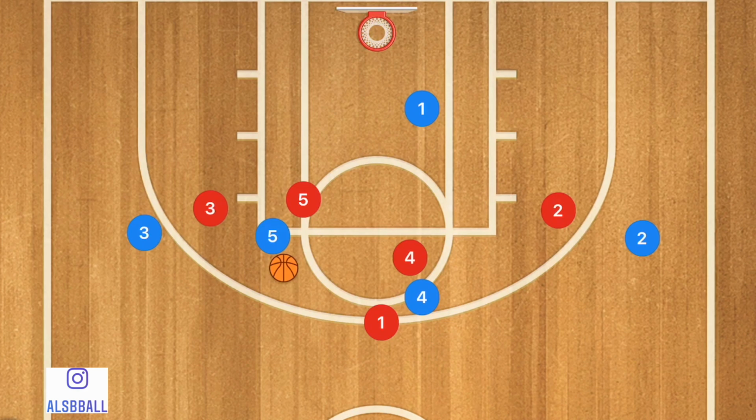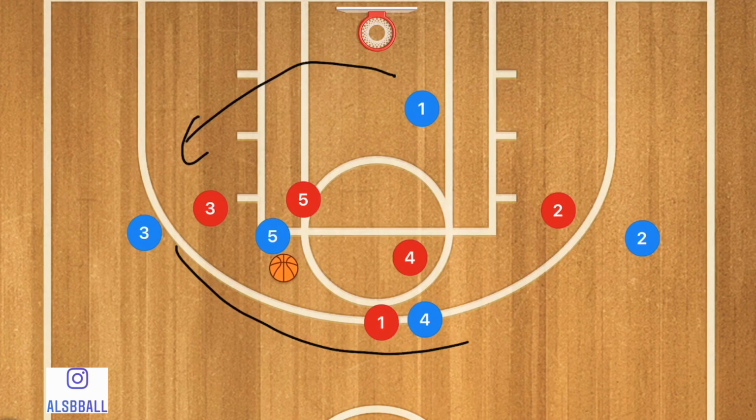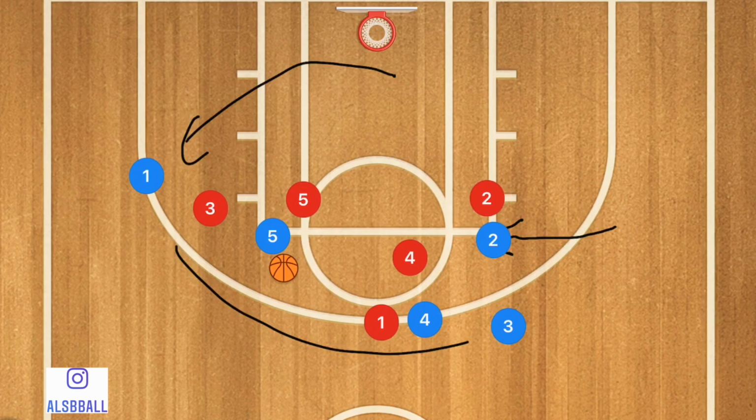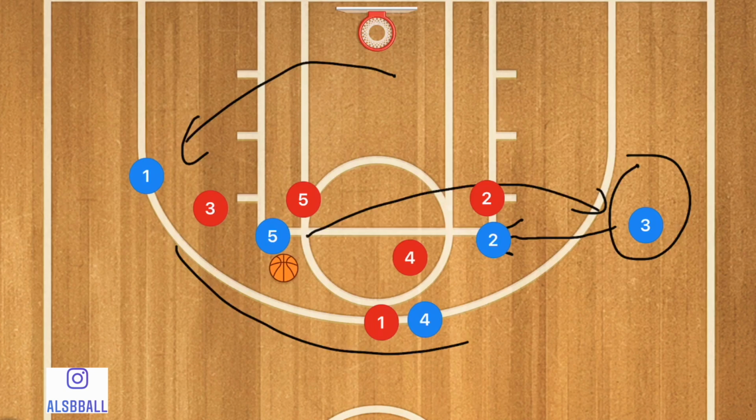Now, if he is not open, what we're going to have now is player 3 going and using player 4 also as a screen. Player 1 is going to fill out into player 3's spot. So player 1 is filling out, player 3 is cutting, and we're also going to see player 2 cut towards the high post. What we're hoping for here is player 3 coming off of this screen, and this can be a skip pass or a lob pass out to player 3 for a shot on that side.